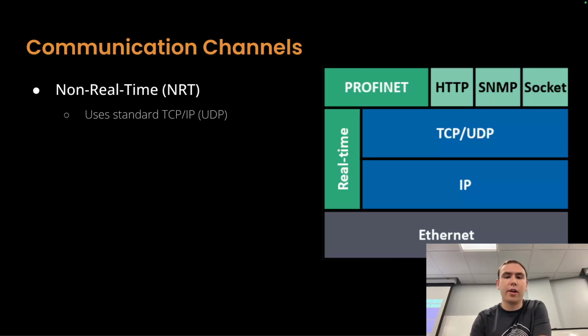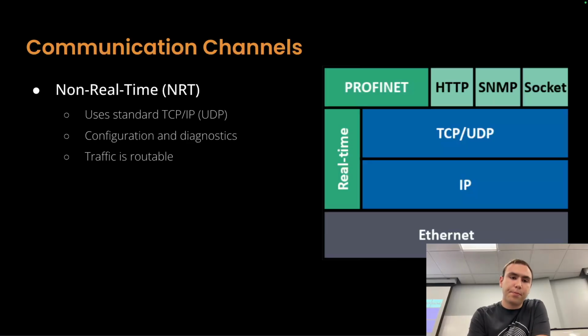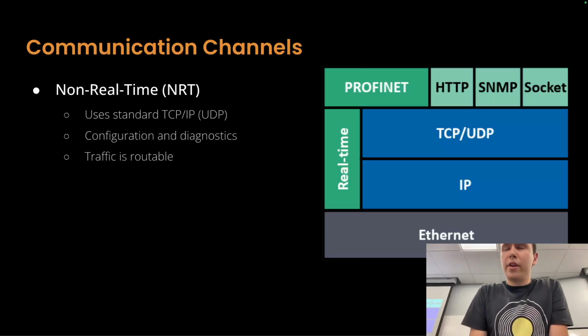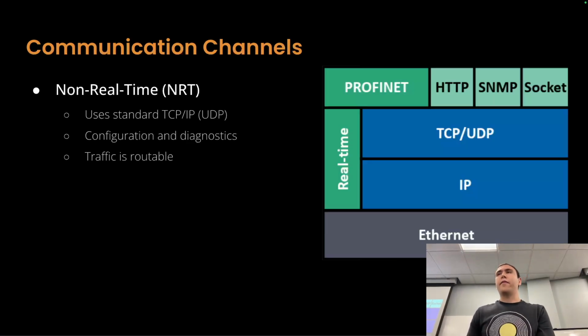So that's shown here at the right side, where it's the Ethernet up to IP, up to the TCP, UDP, depending on what they want to use, and then over to the PROFINET. And this is for your configurations and also diagnostics. Additionally, one benefit of using PROFINET is the fact that this traffic is actually routable, outside of just the OT space, because it's using standard network protocols.